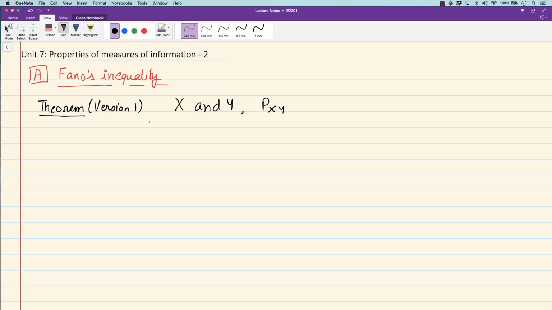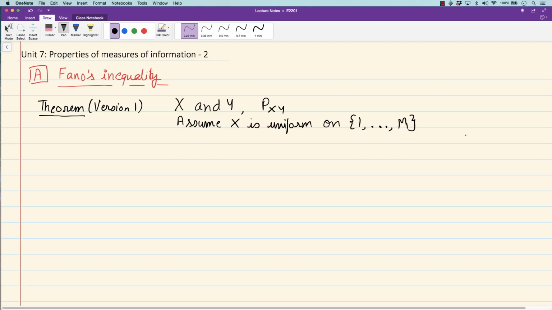Further, we assume X is uniform. So X is uniform on M values. So it's uniform on this set, let's say 1 to M: 1, 2, 3, 4, ..., M. M is some number.